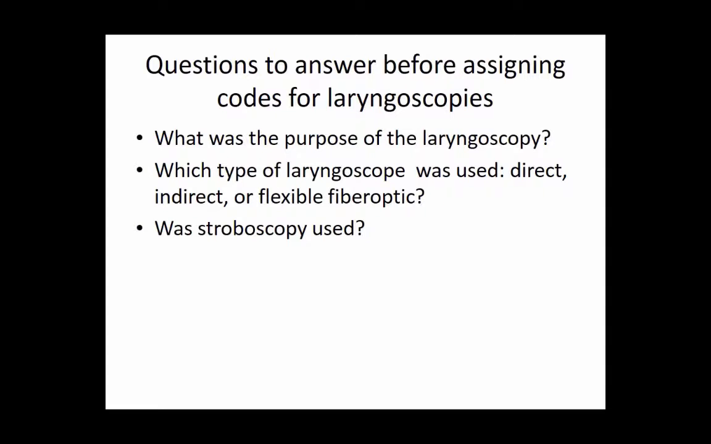So the questions we want to ask ourselves before we assign a code for a laryngoscopy: what's the purpose of it? Which type is being used? And the types are direct, indirect, and flexible fiber optic. And is a stroboscopy used? Stroboscopy is like a strobe light. It really enhances what the physician can see, and it is used on some of the laryngoscopies.